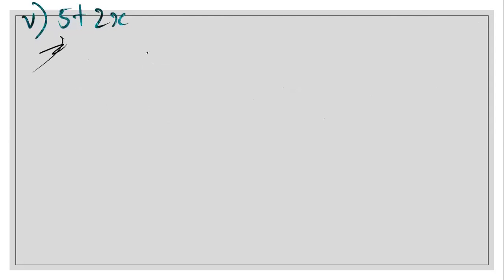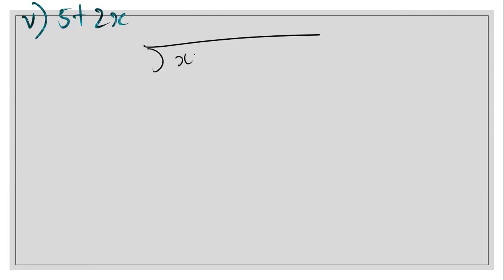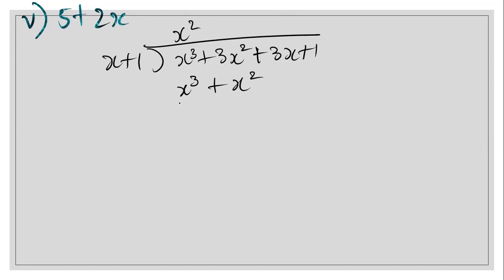Now let's move on to the fifth one. So you're going to be doing this using the long division method. Okay. So let's start then. x cube plus 3x square plus 3x plus 1 divided by x plus 1. Okay, so x cube by x will give you x square. This will be x cube plus x square, then divided by, so 3x square. Hold on a second, what am I doing?